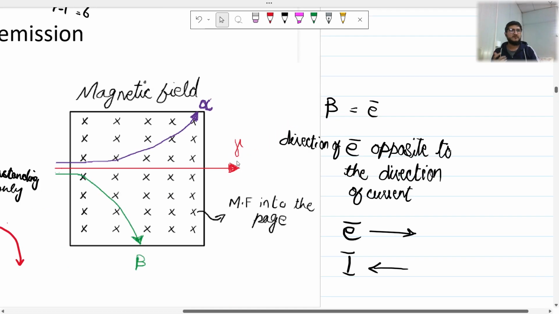Okay, students, let's talk about the magnetic field. For a magnetic field, what do you have to do? Don't forget that you have to follow the rules of the Fleming's left hand rule.